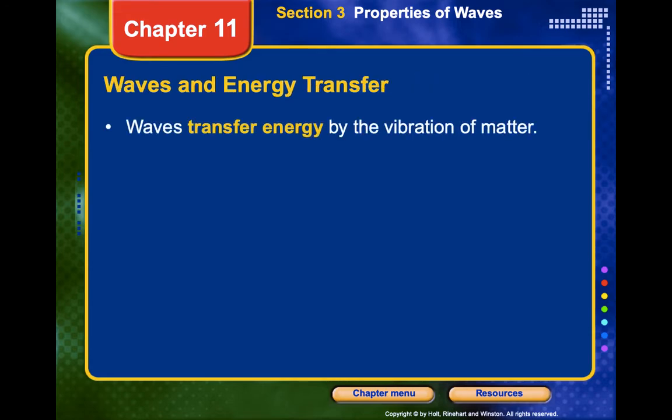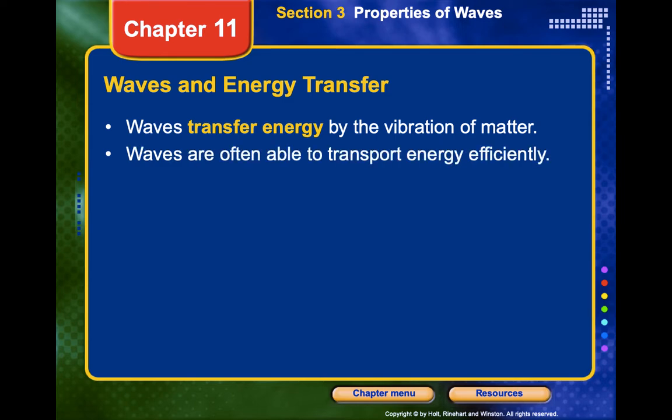Okay, so waves transfer energy. That is the number one thing that a wave does. It's a good way to describe what a wave is. It is a transfer of energy. Energy is moving from one place to another. For example, the sun is transferring energy to us via the electromagnetic waves that come from the sun.